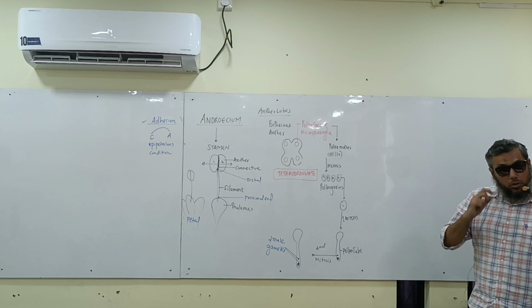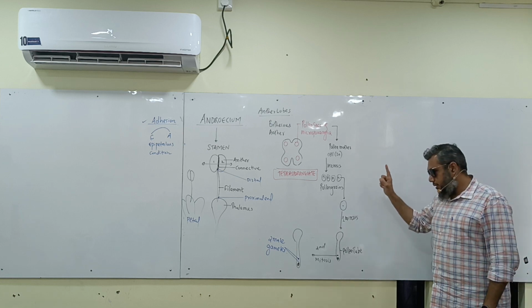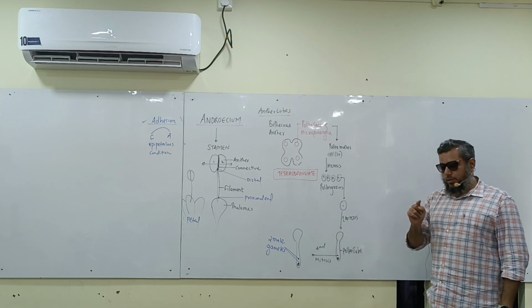Clearly, did everyone understand? So that is the job of the anther. The job of the anther is to produce pollen grains, and the job of the pollen grains is to produce the male gametes. Yes, Muthara?